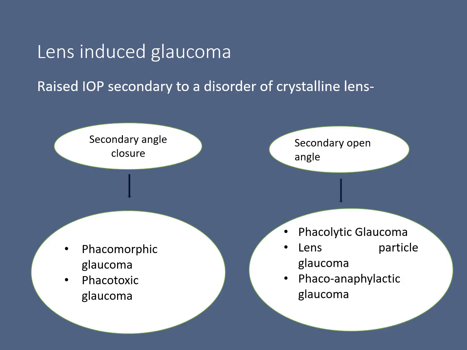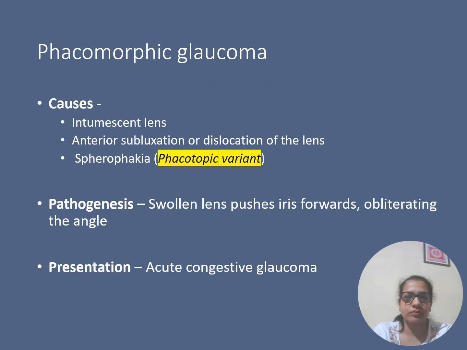So let's discuss some forms of secondary glaucomas. Let's start with lens-induced glaucoma. It occurs because of raised intraocular pressure secondary to a disorder of crystalline lens. It can either be secondary angle closure because of phacomorphic or phacotoxic, or it can be secondary open angle like phacolytic, lens particle glaucoma, or phacoanaphylactic glaucoma.